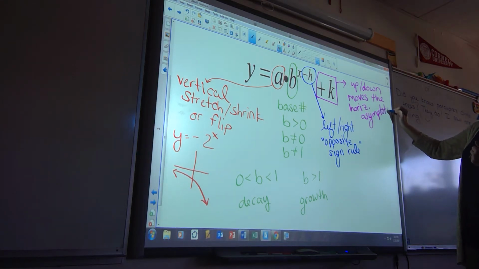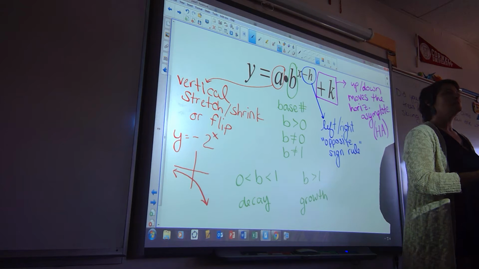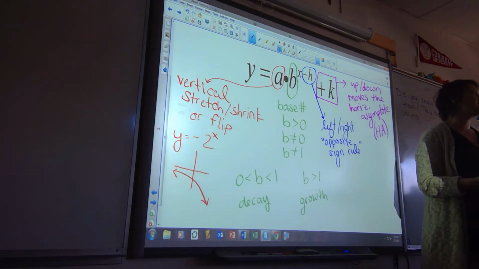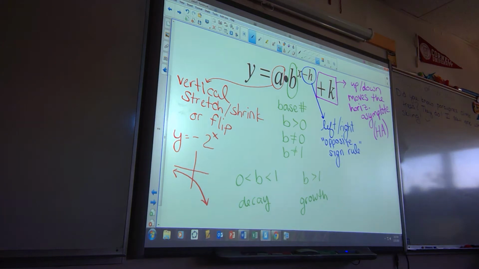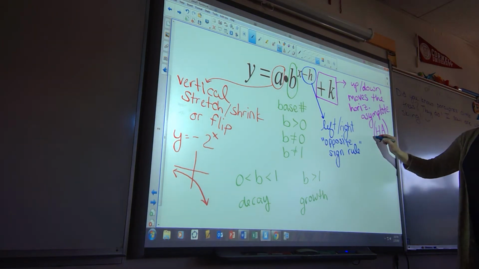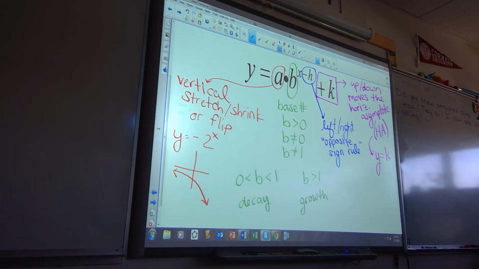Both of those words are kind of long and hard to spell, so from here on out, we will abbreviate that as HA. Okay, I'm not laughing at you. I am just saving myself the effort of having to write out 2 complicated words. All right. The equation of the horizontal asymptote is always y equals k.